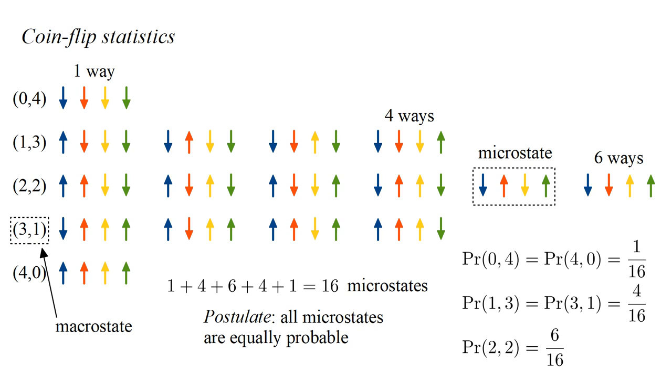Assuming our postulate is valid, the probability of any macrostate equals the number of microstates that produce that macrostate, divided by the total number of microstates. So the probability of the 0-4 and 4-0 states is 1 over 16. The probability of the 1-3 and 3-1 states is 4 over 16, and the probability of the 2-2 state is 6 over 16.